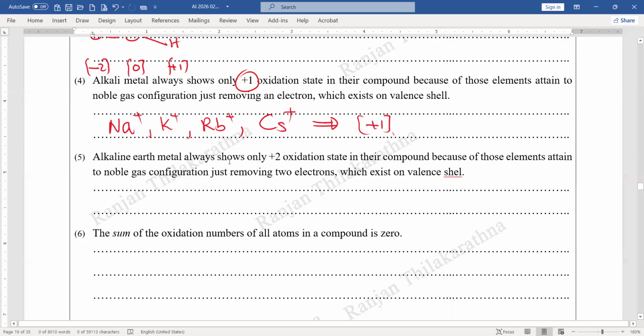Alkaline earth metals always show this +2 oxidation state. Again, because once they remove 2 electrons, they become a stable configuration. So Mg +2, calcium +2, strontium +2 and barium +2. The oxidation state is +2.